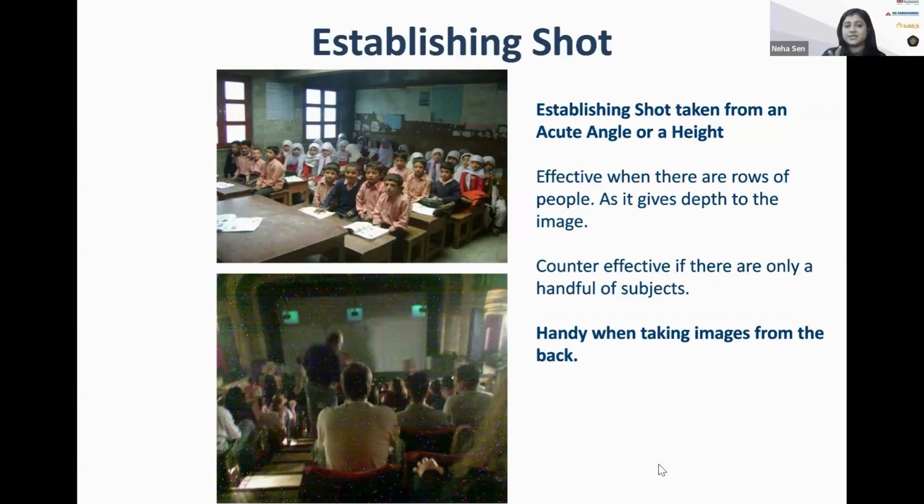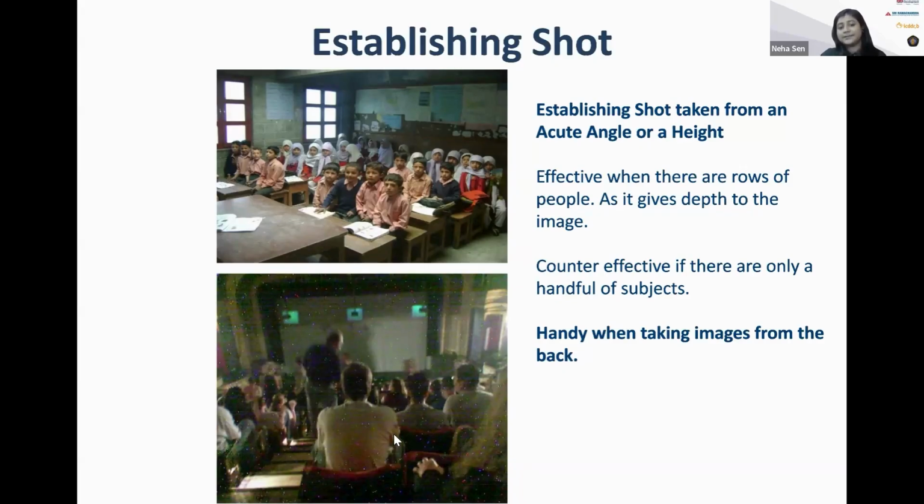Now you can take this from angles. Like if I were to take this image from this angle, it would have been a wide shot. But because I've taken it from an acute angle, I'm getting the depth of the rows. I'm getting multitudes of subjects. And that's adding gravity to the situation. It's establishing the gravity of the problem or the research or whatever you might want to call it.